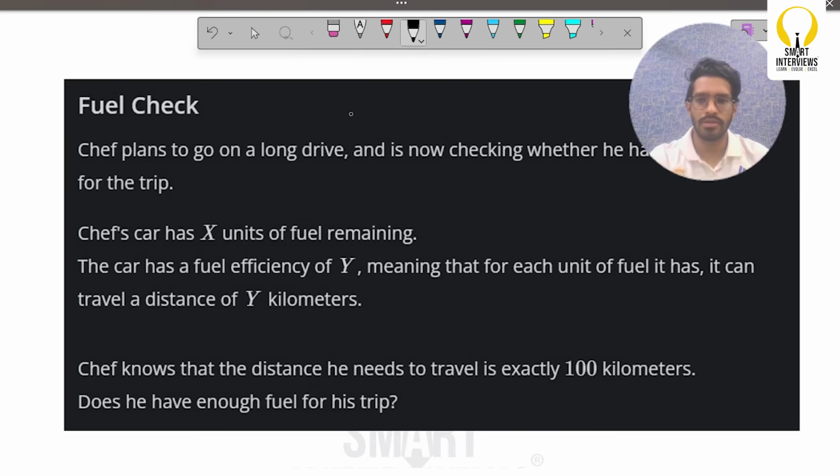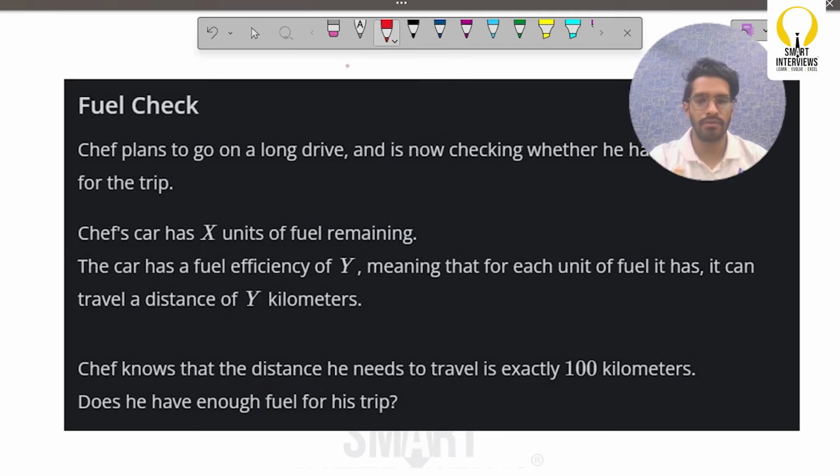So there is a person known as Chef. Chef plans to go on a long drive and is now checking whether he has enough fuel for the trip. Basically, Chef is planning to go on a long drive and he has to check if he is having enough fuel in the tank or not. So Chef's car has X units of fuel remaining.